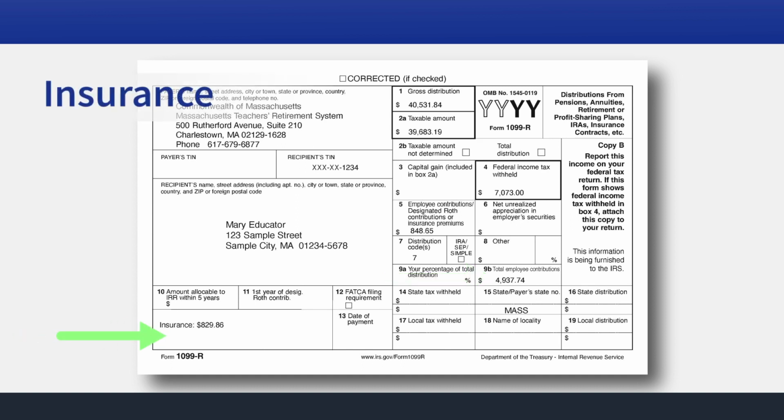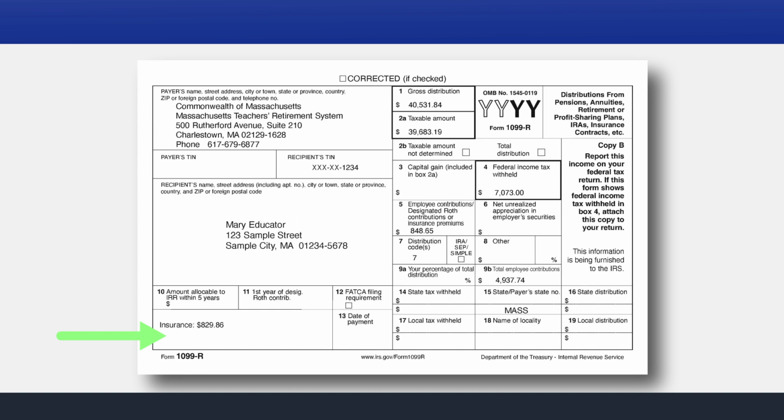Insurance. If any amount was withheld for your group insurance in the calendar year, the total will be listed next to insurance in the box in the lower left corner of your 1099-R. Included in this total are your healthcare premiums only. We provide this information as a service to you to assist you in preparing your taxes. We do not provide this information to the IRS.